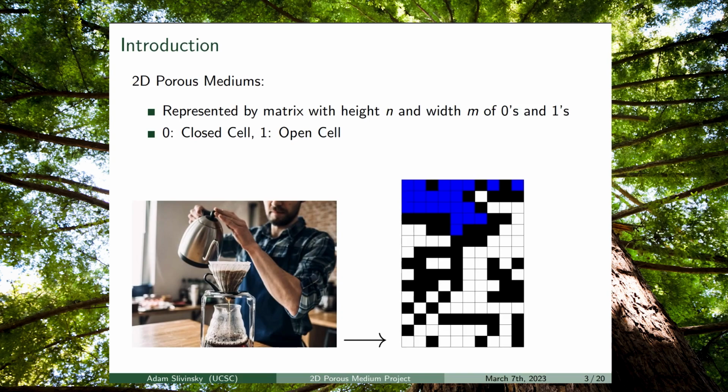2D porous mediums can be represented by a matrix with height n and width m, where a value of 0 within the matrix represents a closed cell, and a value of 1 represents an open cell. And if we take the ratio of the number of open cells to the number of total cells, that ratio p can represent the porosity of the matrix.